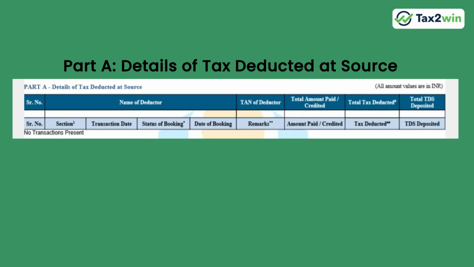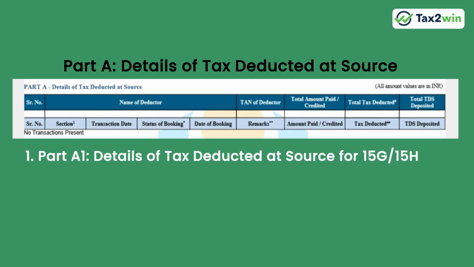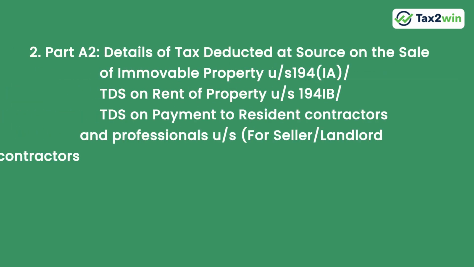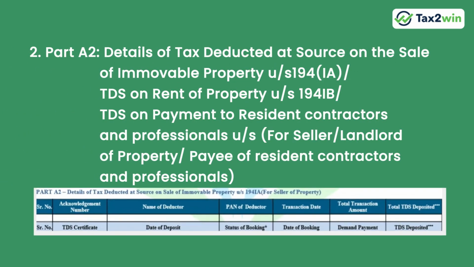First, Part A. Part A contains details of tax deducted at source, and Part A is further divided into A1 and A2. A1 provides you the details of tax deducted at source for 15G and H, and Part A2 provides you the details of tax deducted at source on sale of immovable property under Section 194IA, TDS on rent of property under Section 194IB, TDS on payment to resident contractors and professionals under Section 194M for seller, landlord of property, payee of resident contractors and professionals.